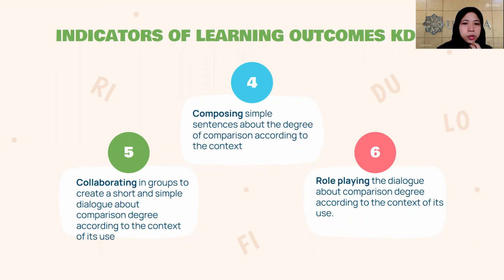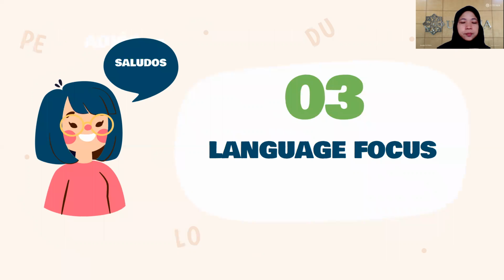And the indicators of learning outcomes that derive from KD 4.9 are composing simple sentences about the degree of comparison according to the context, collaborating in groups to create a short and simple dialogue about comparison degree according to the context of its use, and role-playing the dialogue about comparison degree according to the context of its use.